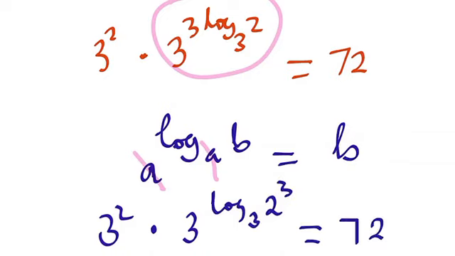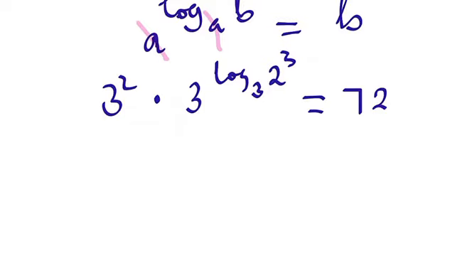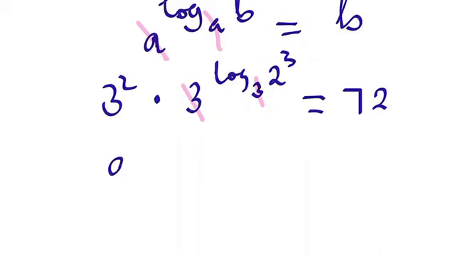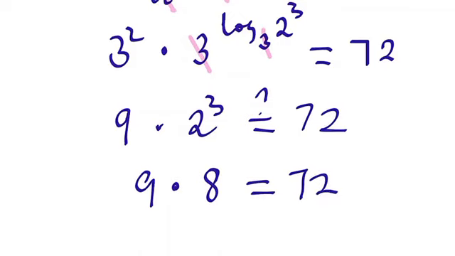So from there, we cancel the base according to what I have here. Understood? So we're going to have 3 to the power of 2 is 9 multiplied by 2 to the power of 3. Will this give us 72? You can see that 9 multiplied by 2 raised to the power 3 is 8. So 9 times 8 is 72, which equals 72.